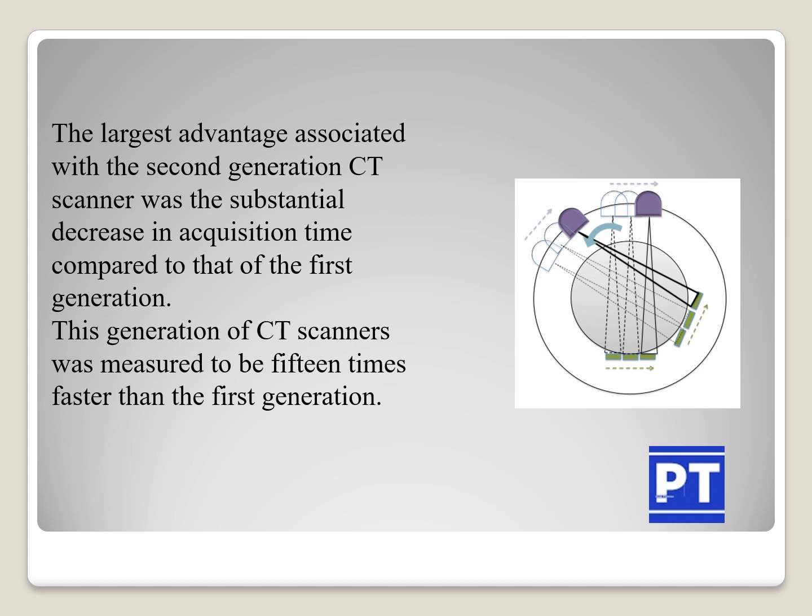The largest advantage associated with the second generation CT scanner was the substantial decrease in acquisition time compared to the first generation. This generation of CT scanner was measured to be 15 times faster than the first generation. Here you can see an image, you can see the X-ray tube as well as the fan beam along with the detector. So this much area is covered with a fan beam.